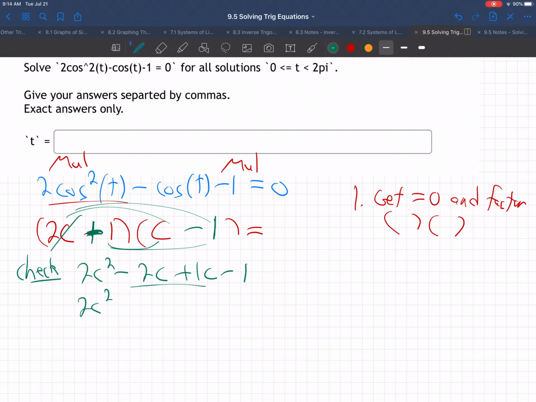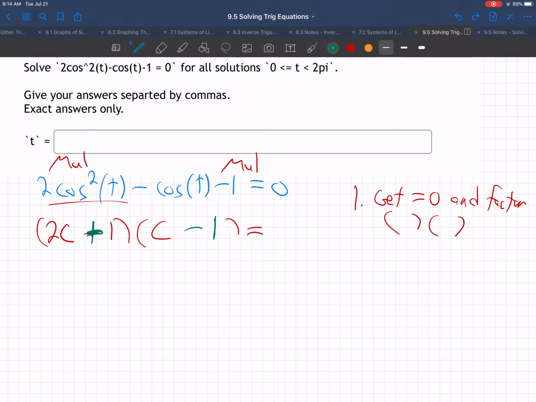Combine the two middle. Minus 2 cosine plus 1 is minus 1 cosine. Check. That's the same as that, isn't it? It's right. It checks out. It's good. So that is the right factorization. Okay, let's go back to it.